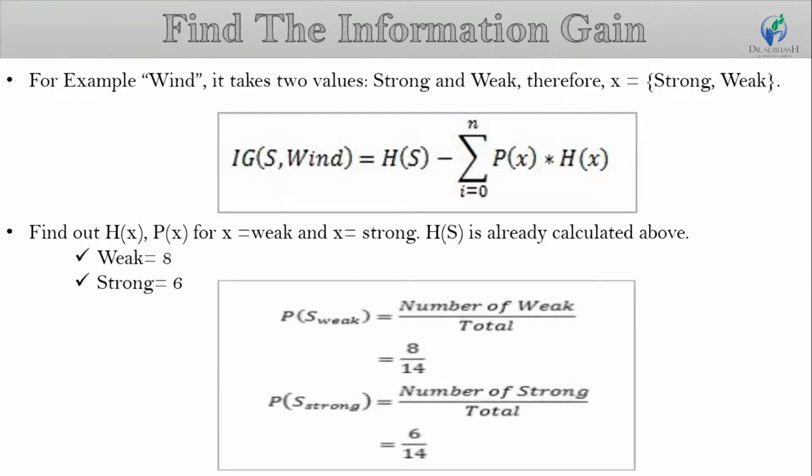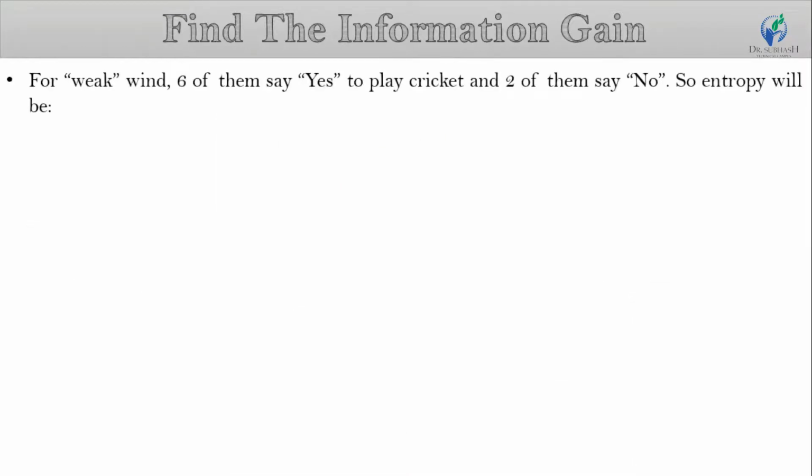So P of S weak is equal to the number of weak divided by the total. The number of weak means how many times weak occurs in our example. Weak occurs 8 times and our total value is 14, so 8 divided by 14. Now strong occurs 6 times, so 6 divided by 14. Now for weak wind, 6 of them say yes to play cricket, and 2 of them say no.